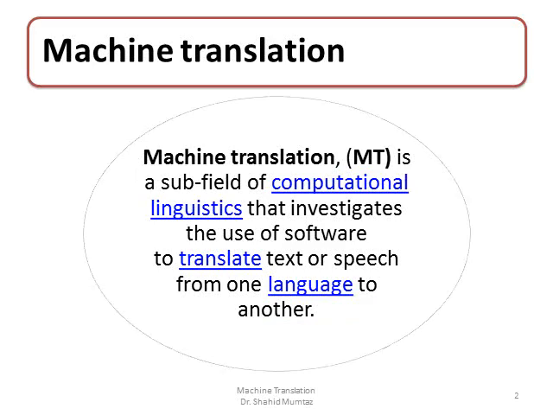Machine translation is a subfield of computational linguistics which investigates the use of software to translate text or speech from one language to another. So basically, machine translation is a process in which software is used to translate text or speech from one language to another language.